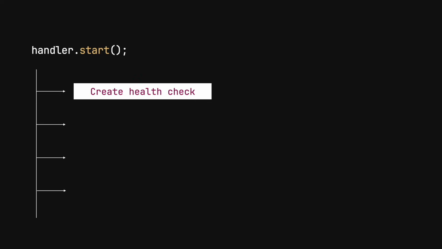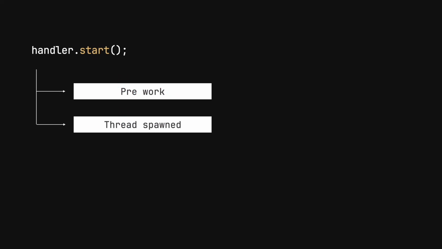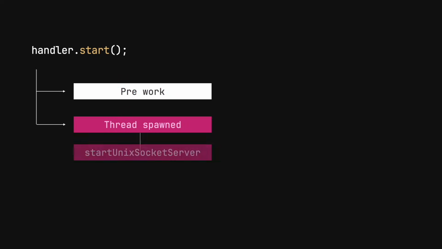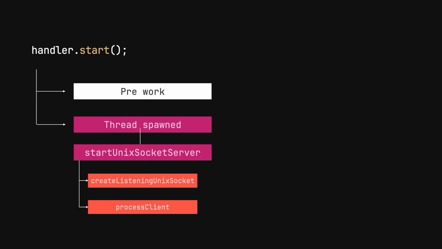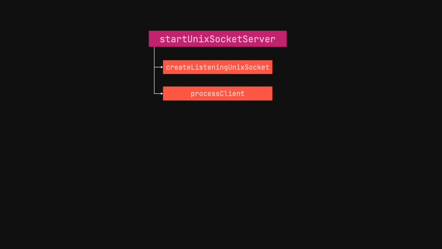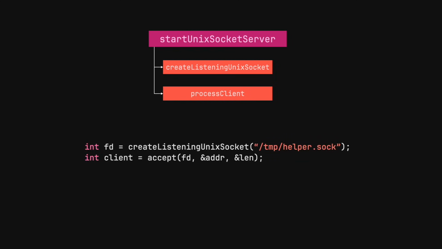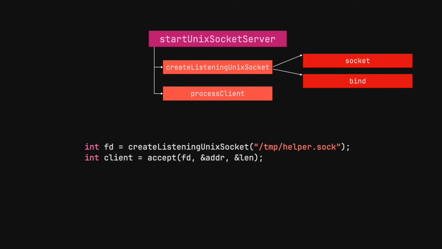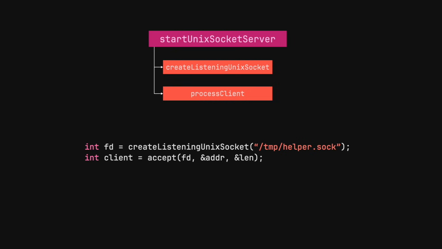Once all this pre-work is done, a thread is spawned. And the spawned lambda will call a start Unix socket server function. This function articulates around two other functions, and I will try to explain what they do. First, we have the create listening Unix socket. Here is pseudocode written in C++. The function simply returns the socket's FD. Internally, it will use the classic socket and bind functions. Note that we have a local socket here, which means that there is no control server involved.